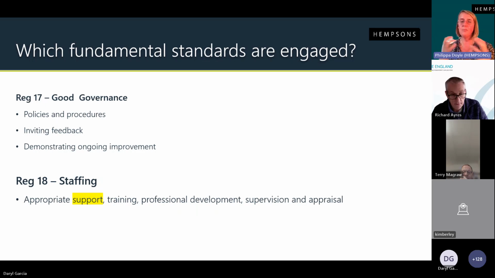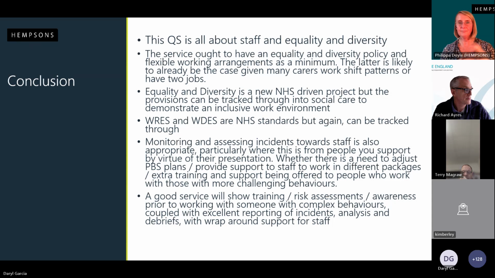It's about having that appropriate support for the organisation, the training, the professional development, the supervision and the appraisal. All of that is really pulled apart in these quality statements and really delved into in detail to see where the regulations fit with the quality statements and the information that CQC are looking for. So just on to the next slide again, Daryl.